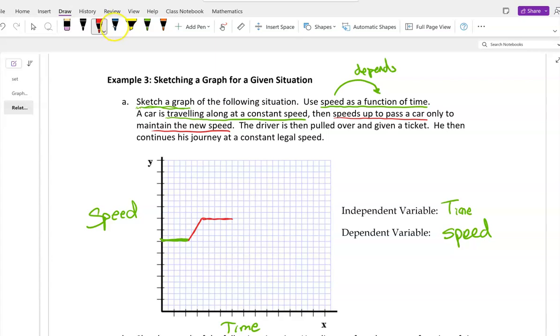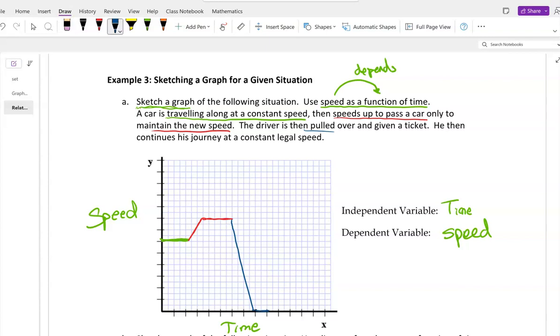Okay, then what happens? The driver is then pulled over and given a ticket. Pulled over. So should I go like this and stop instantly? Hope that doesn't make sense. No matter how fast I stop, time will pass. So I can't stop instantly. It will take some time. If I think I brake slow, maybe it would look like that. It doesn't say how fast I brake, but the reality is I'm stopping.